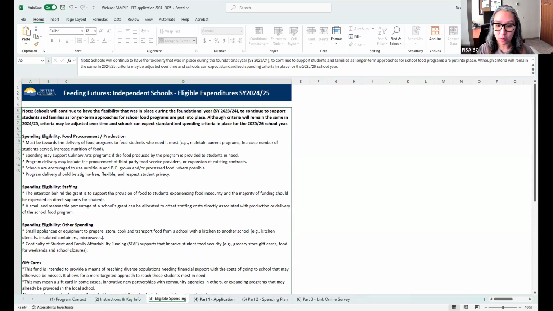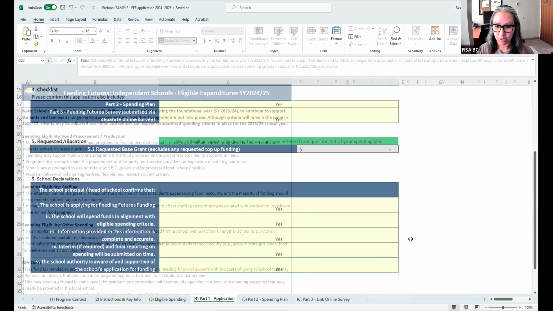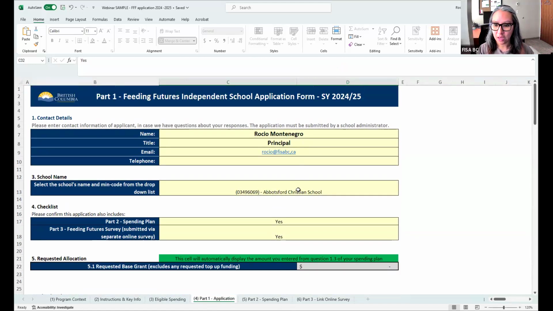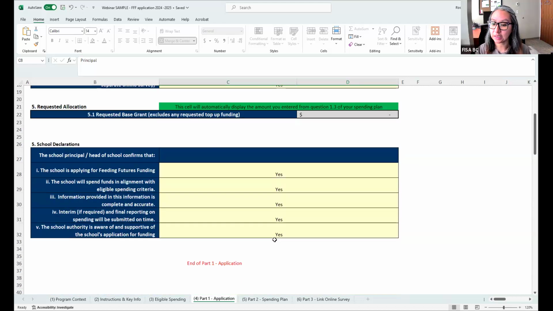And we're going to move now to the application part, okay? So we're going to start with part 1. Part 1 is the very first part where you are going to be writing your name and your title, whoever is filling out the application. We recommend that even if it's somebody else from your school, the principal of the school reviews everything at the end, and they will be signing this part.